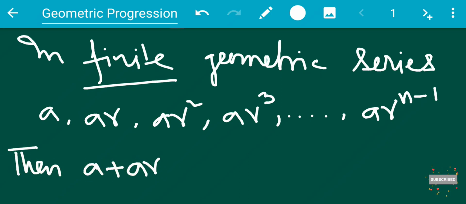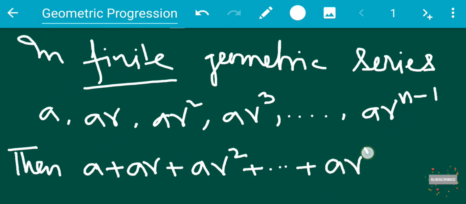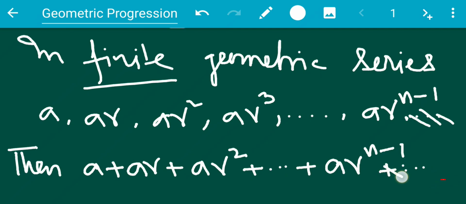a plus ar plus ar square plus ... plus ar to the power n minus 1 is called a finite geometric series, because we have considered finitely many terms. If you consider infinitely many terms, then we can write plus other terms also. So if the geometric progression has infinite terms, then the geometric series has infinitely many terms in the summation, and if there are only finite terms, then we have a finite geometric series. Now the question is, what is the sum of this infinite geometric series, will there be some sum or can you add it?